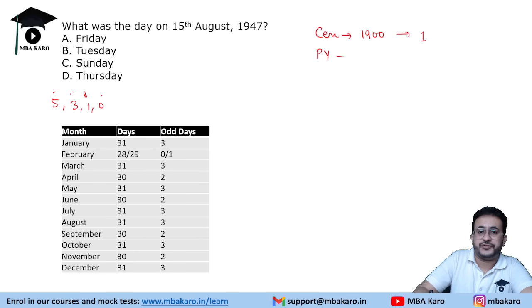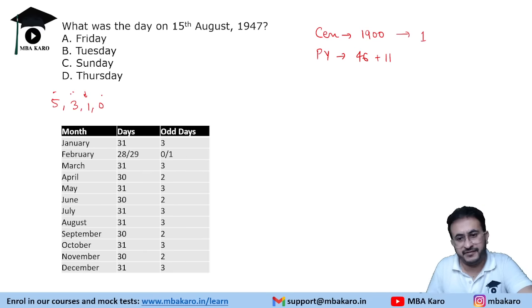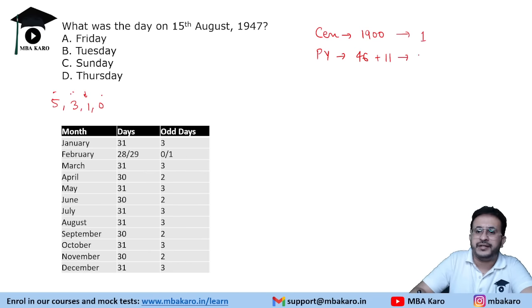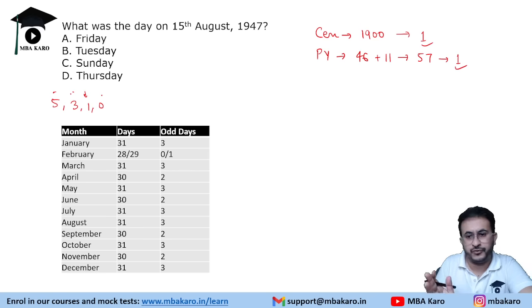Then the previous years were 46. 46 divided by 4 is 11, so 11 leap years will also be there. That is 57. 57 you divide by 7, you get 1. So we have 1 plus 1 before that.